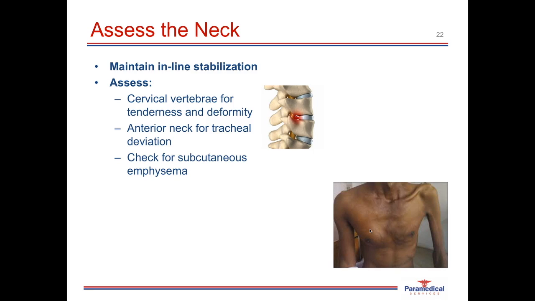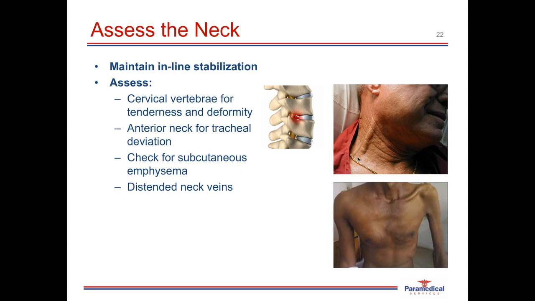So if you actually palpate the anterior chest around the neck and the collarbones, you'll actually feel the air trapped underneath the person's skin. And check for any distended neck veins, as shown in the picture on the right hand side over here, which could indicate something like raised intrathoracic pressures.